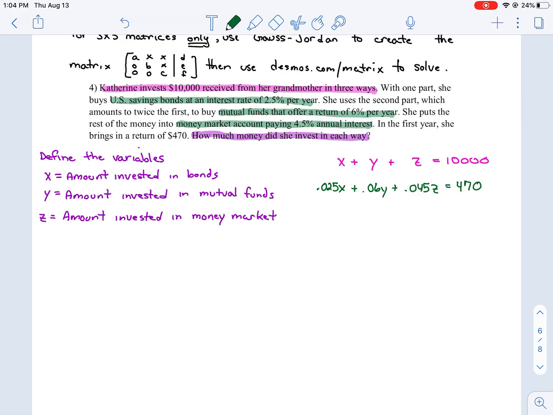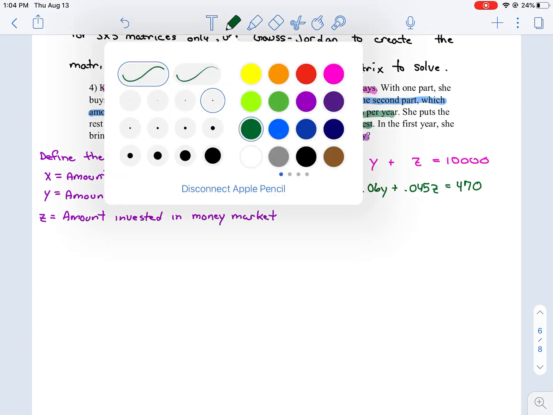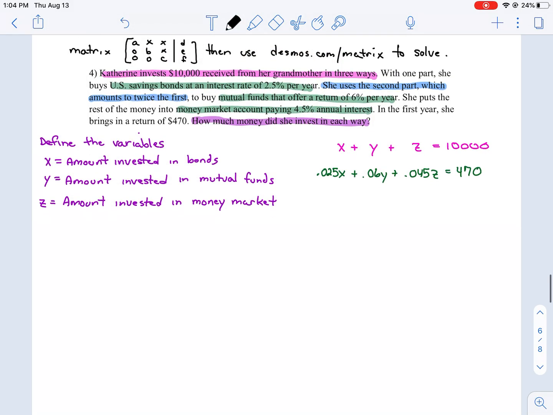Now to find the exact solution, we do need a third equation, and it is there. I'm going to highlight that in blue. Problem states she uses the second part, which amounts to twice the first part. So I'm going to come over here and make a small chart. Here's the first part. Here's the second part. And she knows that the second part amounts to twice the first.